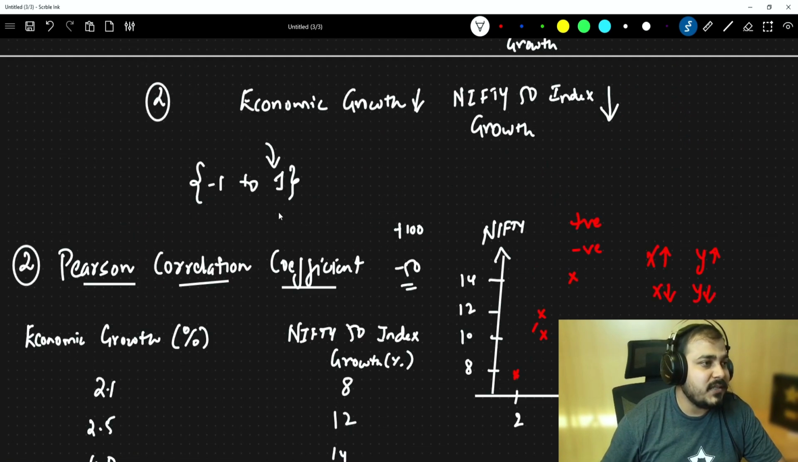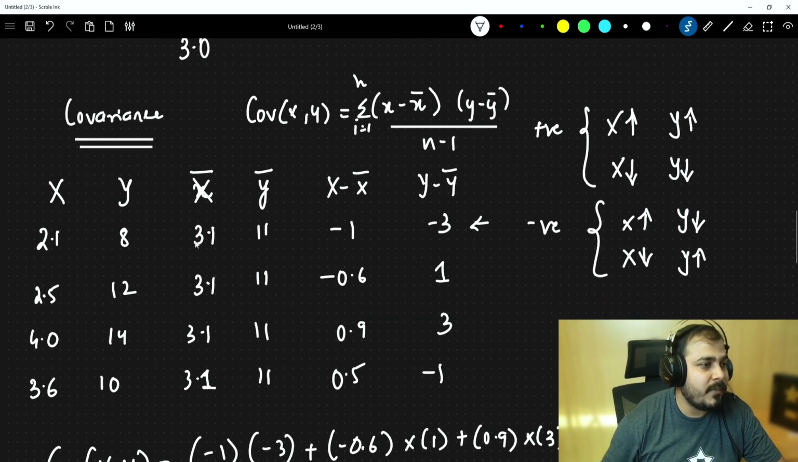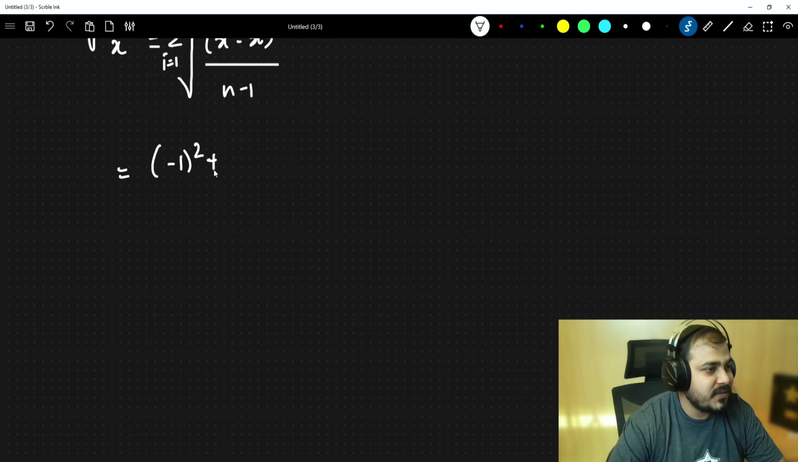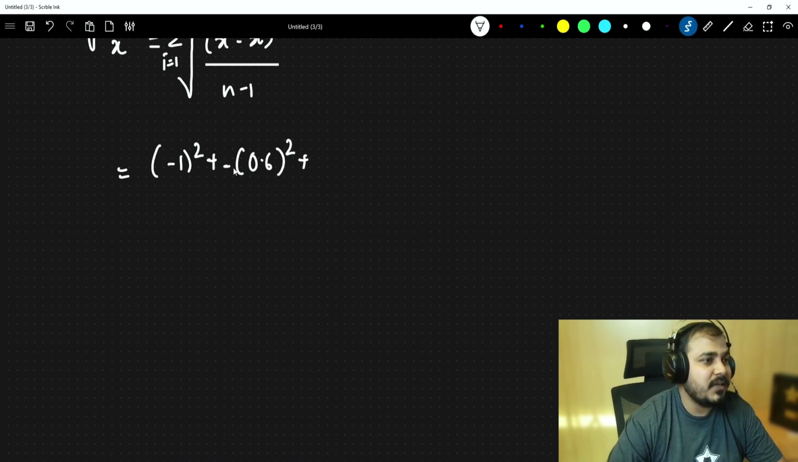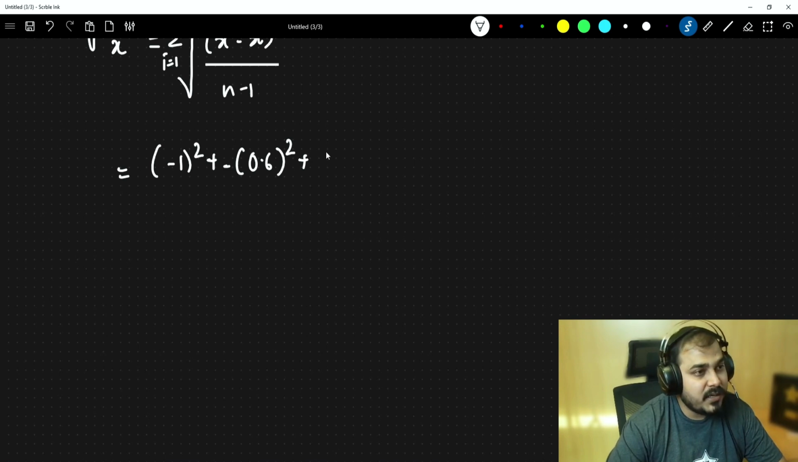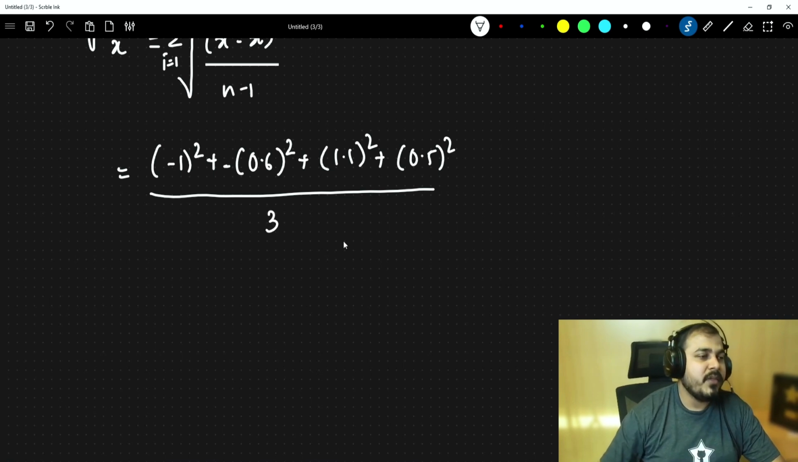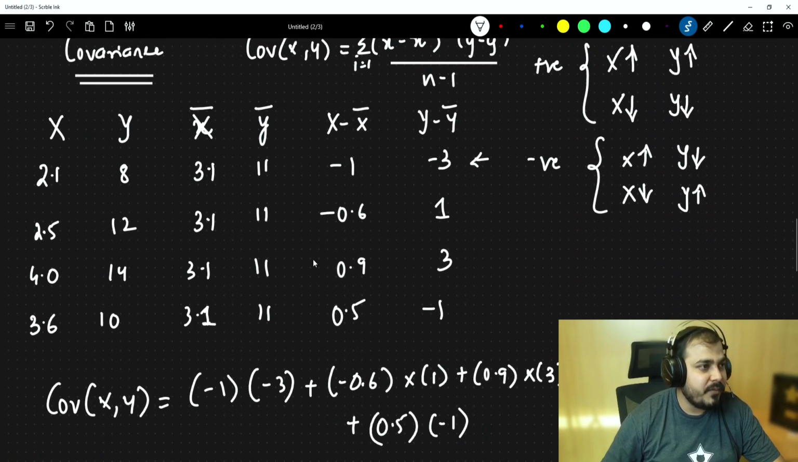The first instance, 2.1 minus 3.1, is nothing but minus 1 whole square. Then the second one is minus 0.6 whole square. Then the third one is 1.1 whole square, and then I have 0.5 whole square. You can definitely check that out. N minus 1 is nothing but, the total number of elements being 4, I am going to write it as 3. Here again, let's verify whether it is right or not.